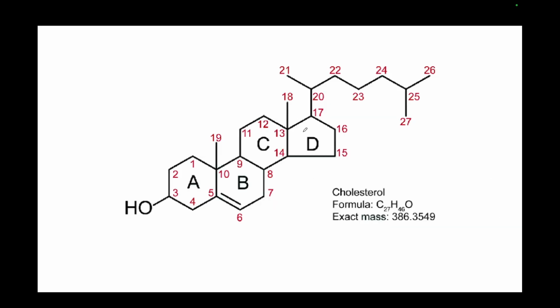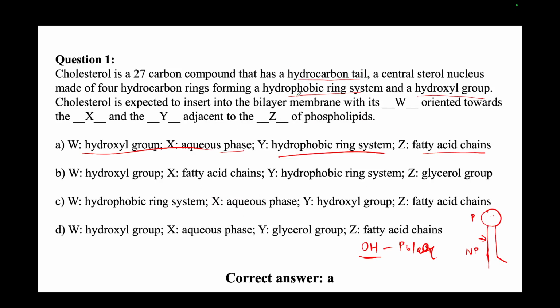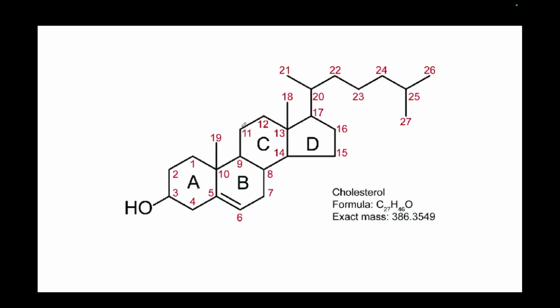So, this is the cholesterol structure. If you see in the question, it is said it is a 27 carbon compound. So, do we have 27 carbons here? The carbons are numbered. So, we have 27 carbons here, or you can see the molecular formula also. So, it's a 27 carbon compound.